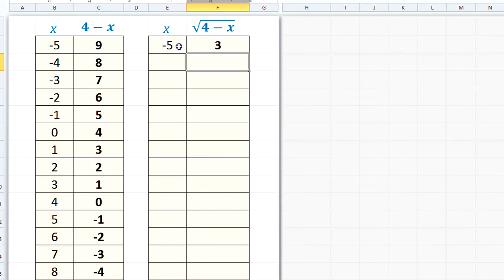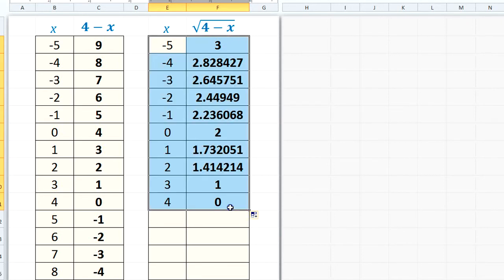All right, and then we're going to continue this down and see what happens here. So we'll go to, say, here. All right, so you have some values. Now they're not all nice whole number values when you're taking that square root. You get a whole number up at the top here, because if you think about that value, -5, the square root of 4 minus -5, the square root of 4 plus 5, the square root of 9, you get the 3.